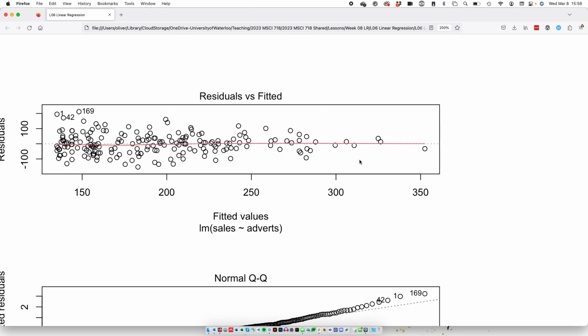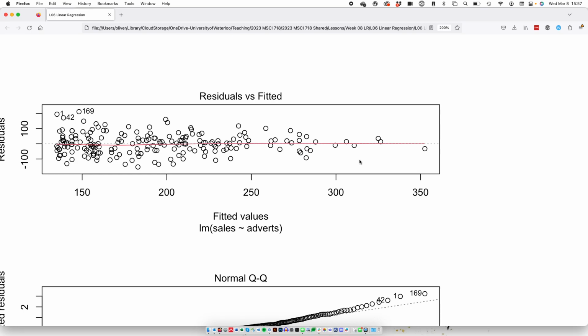We see that the variance decreases. That could be a problem. We're going to talk about that in a bit. But we also see that there's no shape to it. So that means the residuals follow the line, and so we have the assumption of linearity, which is good.